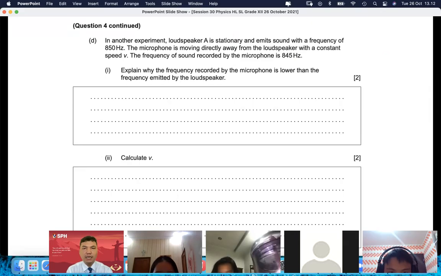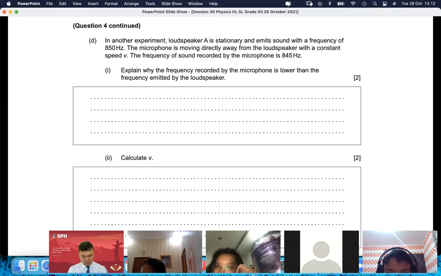In another experiment, loudspeaker A is stationary and emits sound with a frequency of 850 hertz. The microphone is moving directly away from the loudspeaker with constant speed. The frequency of sound recorded by the microphone is 845 hertz. Explain why the frequency recorded by the microphone is lower than the frequency emitted by the loudspeaker.